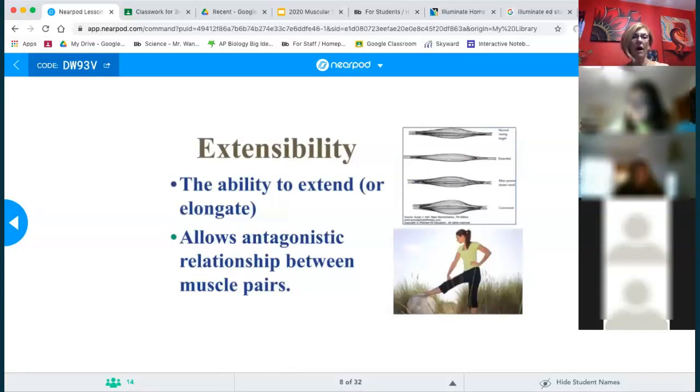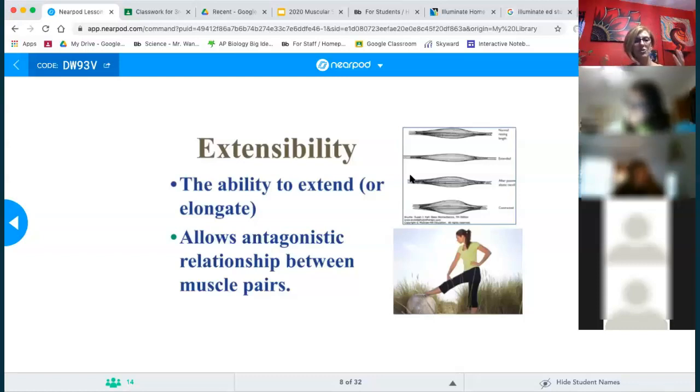Extensibility refers to getting longer. So it's the opposite of contraction, right? Extension is, here's your original length, and now it's getting longer. So the ability to extend allows for antagonistic relationships. The antagonist in literature is the character that's against the protagonist, right? Maybe it's the bad guy.